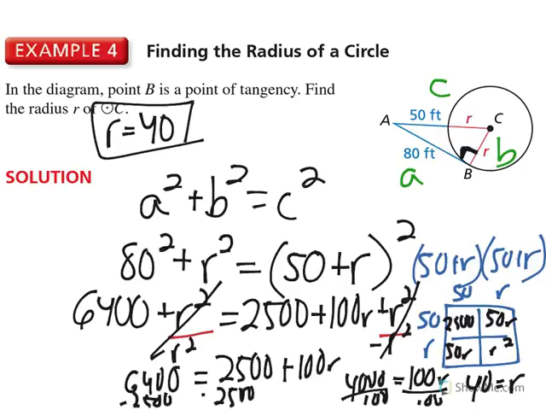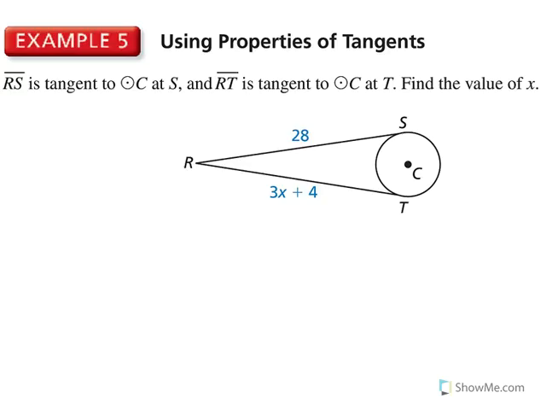Okay, it looks like a lot of work, but it's just using the Pythagorean theorem. Make sure that you plug in your sides exactly as they are and just work it step by step. Don't get overwhelmed by thinking, what do I do with this? Just work it step by step like you know how to do.